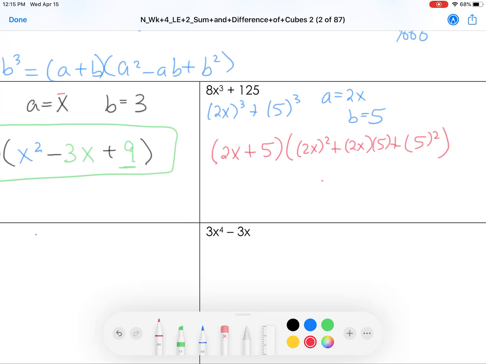right? So that's just filling in the pieces, and now we're going to go back and write it a little bit nicer. Final form: 2x plus 5 times. Our 2x quantity squared makes 4x squared. 2x times 5 makes 10x, and then 5 squared is 25. So that is the factored form of our sum of two cubes. This is our answer.